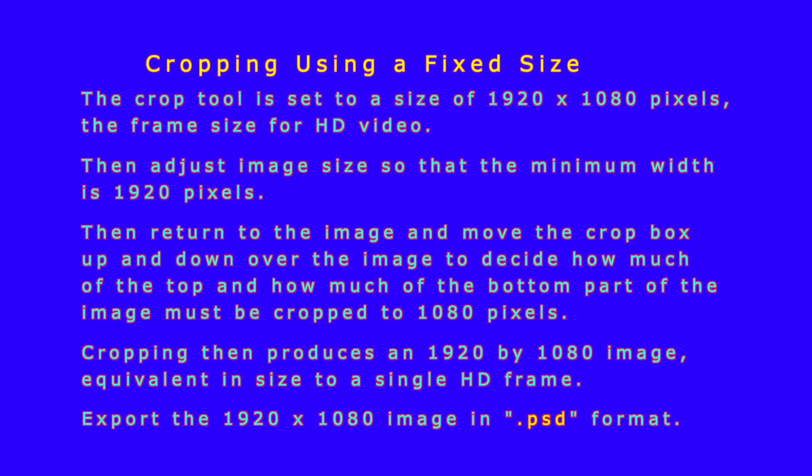Cropping using a fixed size. The crop tool is set to a size of 1920 by 1080 pixels, the frame size for HD video. Then adjust image size so that the minimum width is 1920 pixels. Then return to the image and move the crop box up and down over the image to decide how much of the top and how much of the bottom part of the image must be cropped to 1080 pixels.